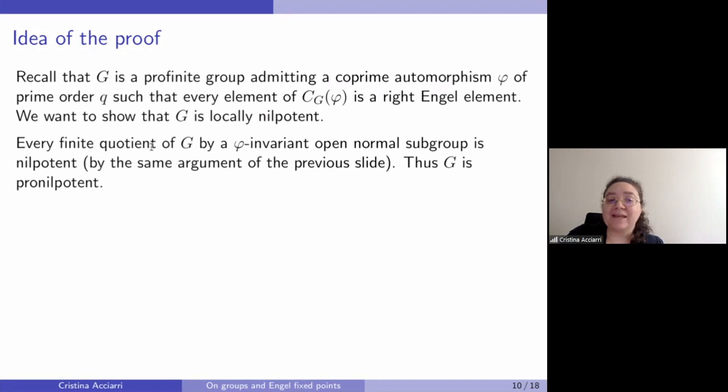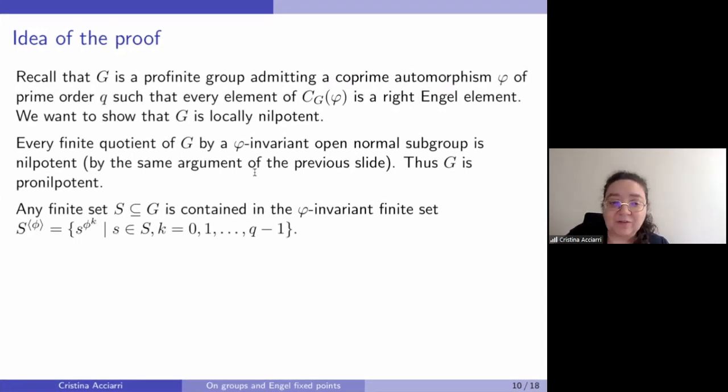If we look at any finite quotient of G over a phi-invariant open normal subgroup, we can repeat the same idea that I used in the previous slide, precisely the same argument. We quotient out over the hypercenter, and so on, and we get that each quotient is nilpotent. And so immediately you see that our group G must be pro-nilpotent. This means in particular that G is the Cartesian product of its Sylow subgroups, but I will get back to this later in some minutes.